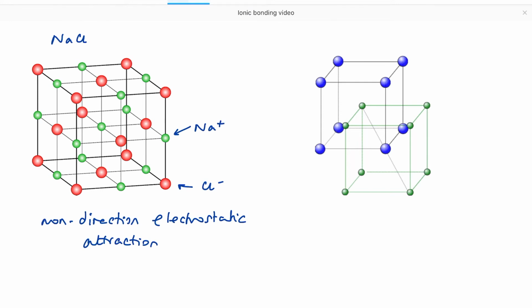The next one here is cesium chloride. As you can see, there's a slightly different arrangement of ions within the lattice. The sodium chloride lattice is said to have a coordination number of 6, and that essentially means that each sodium ion is surrounded by 6 chloride ions and vice versa. For cesium chloride, the coordination number is 8, which you might be able to see if you can view this three-dimensionally in your head. Each cesium ion is surrounded by 8 chloride ions and vice versa.